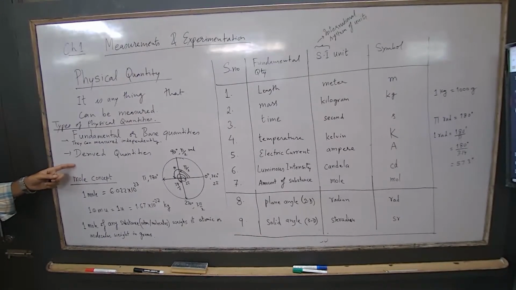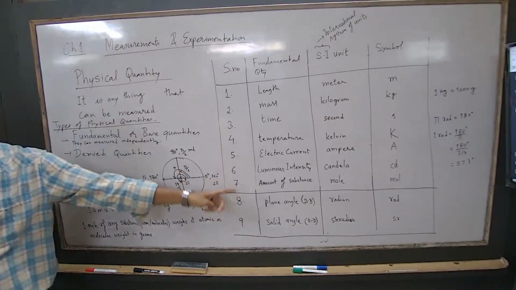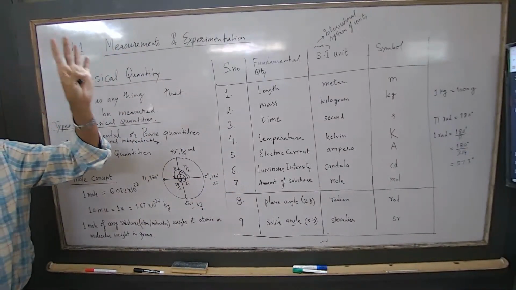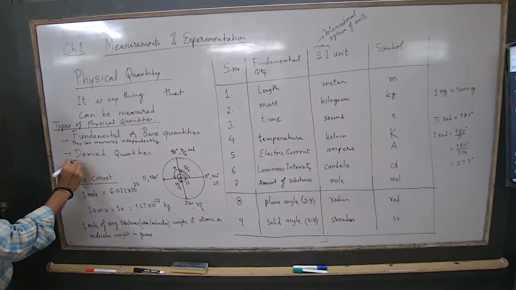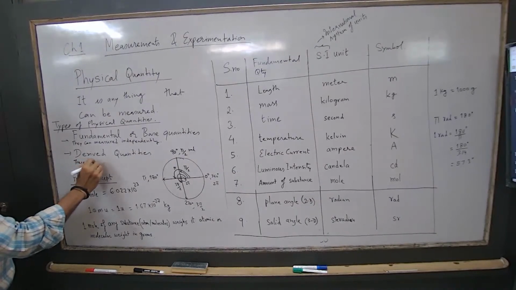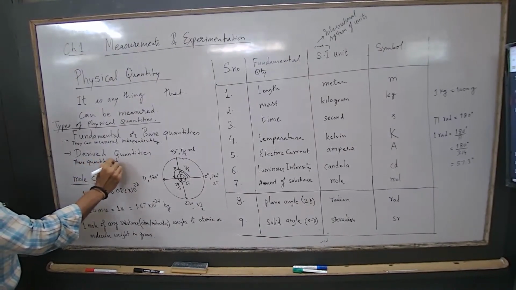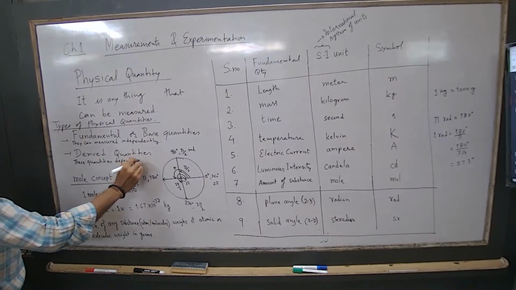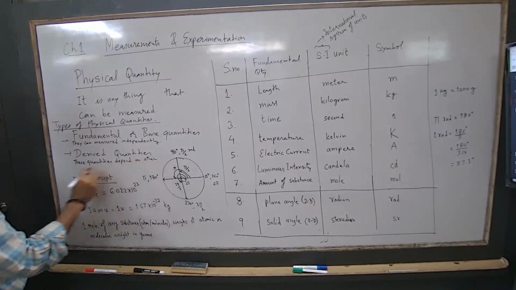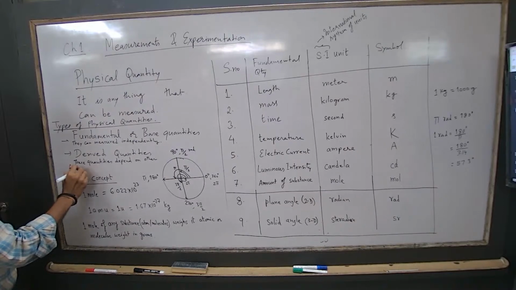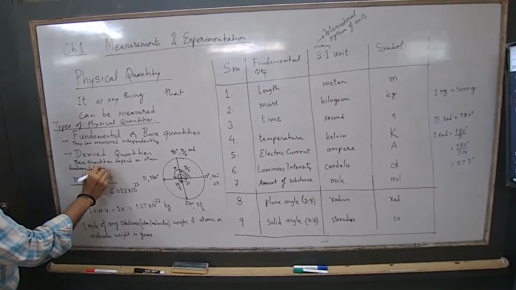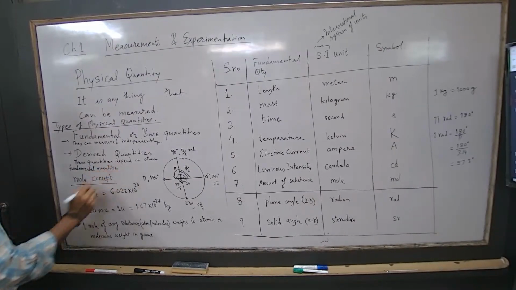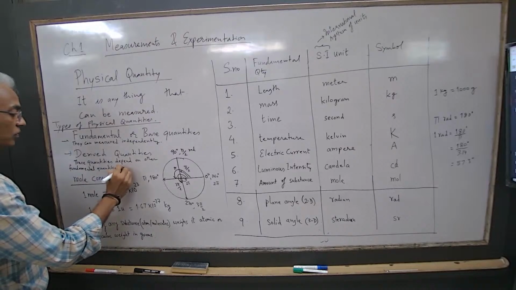What about derived quantities? All other quantities in the universe are derived quantities, meaning they are going to be a combination of these quantities. We'll see with examples. Derived quantities depend on other physical quantities, other fundamental quantities, for their measurement.